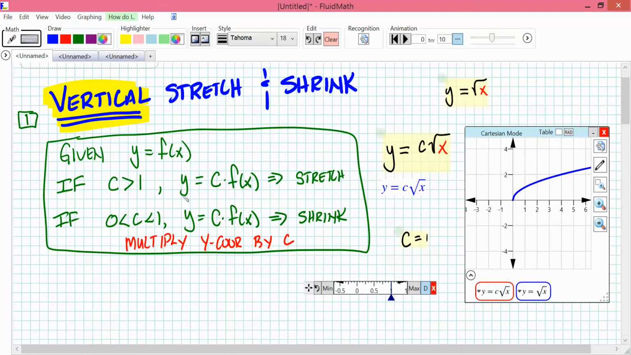We get a vertical stretch if we are taking any value that's bigger than 1 and multiplying it by our function. Notice where the c is. The c is on the outside of our function value, all right? Now, if we take our c value, let's say the number's between 0 and 1, like 1/2 or 2/3 or 1/8, okay? If we take that number and multiply it by our function, then we end up getting a vertical shrink, okay? So these are the two options that we have for vertical stretches, up or down, right? I'm talking about stretching or shrinking, okay?